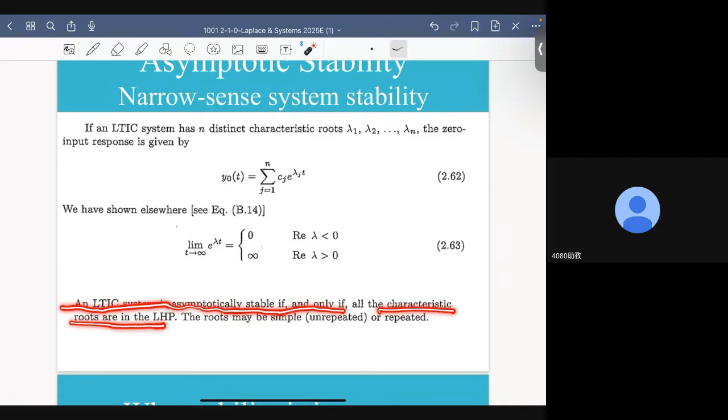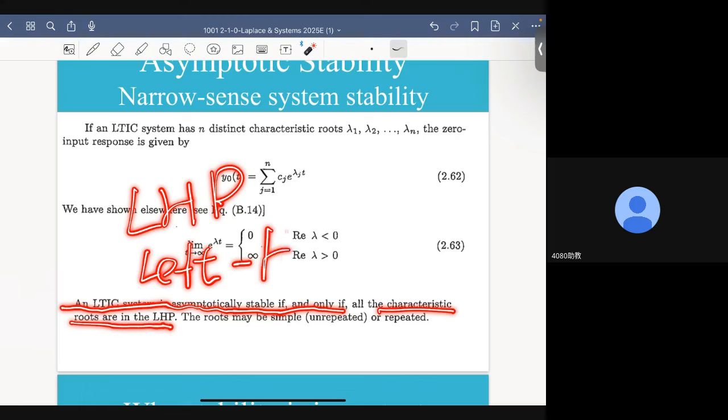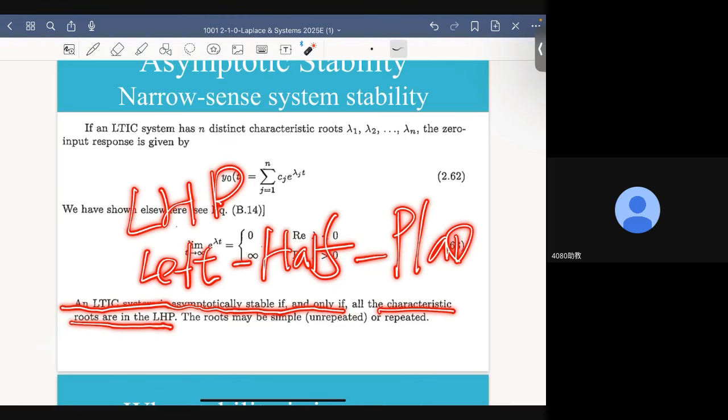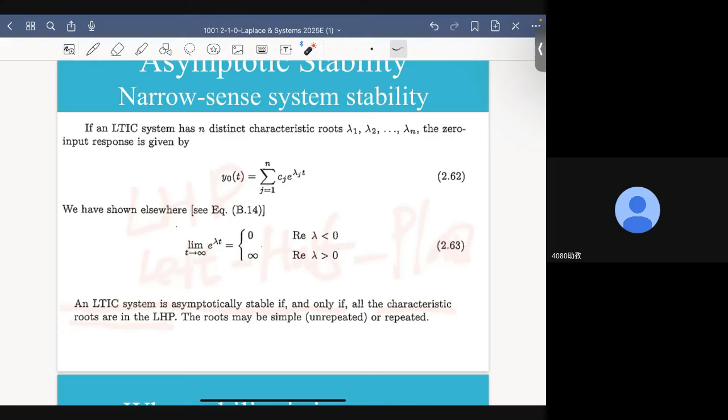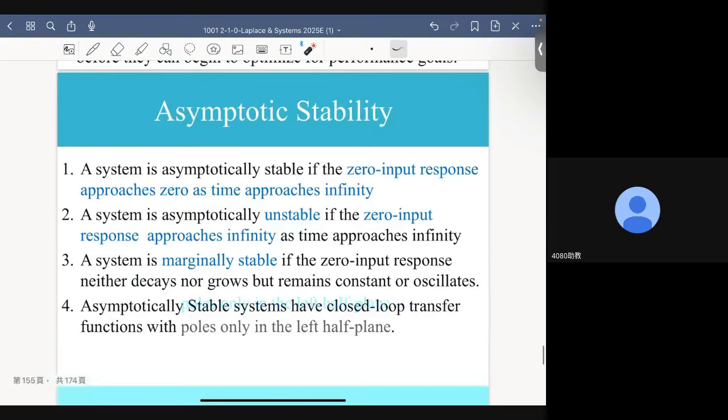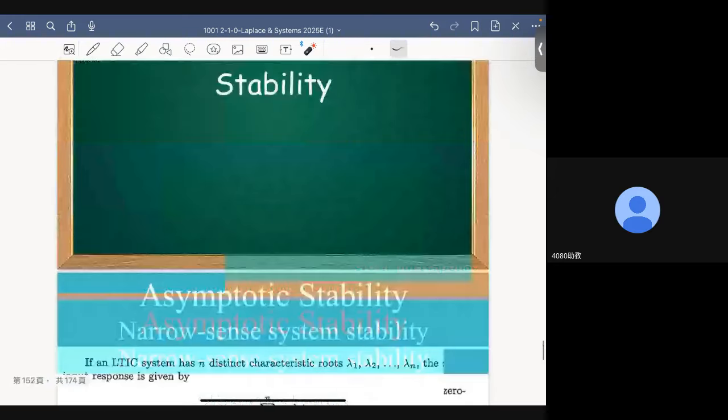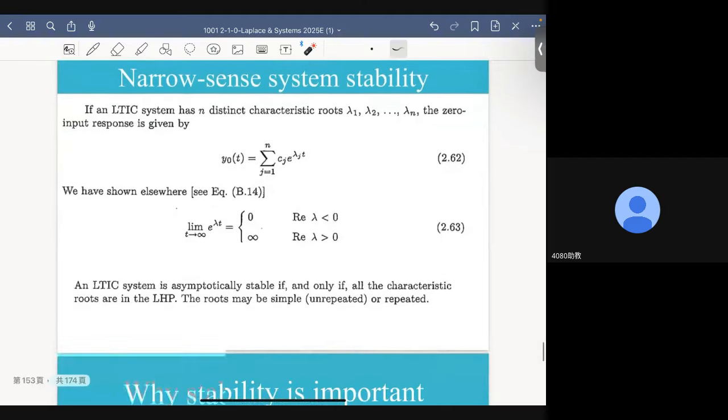LHP denotes left half plane. Their roots have to be located on the left half plane of the S plane. Okay, now what does it mean? It means that, let me put it this way.